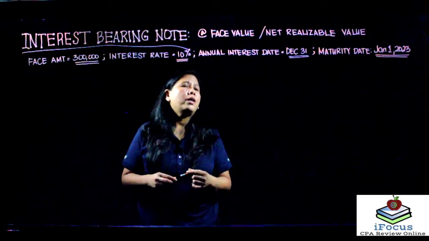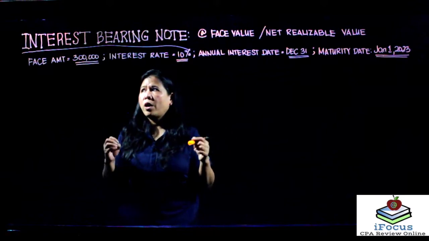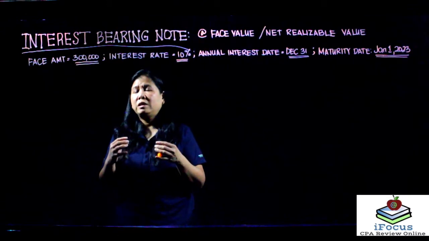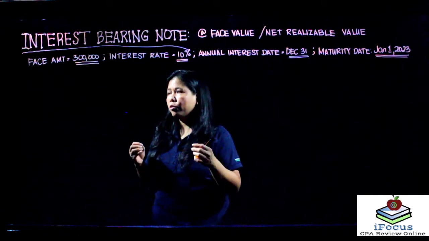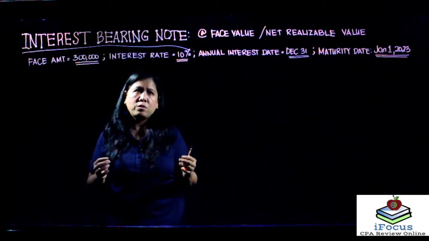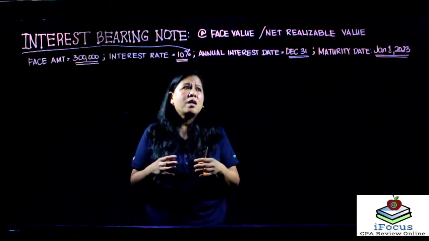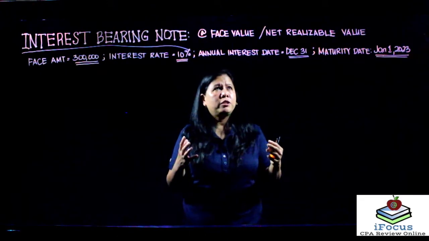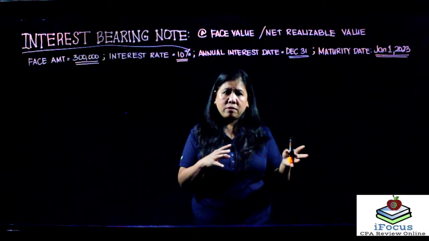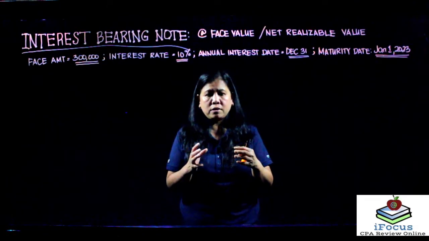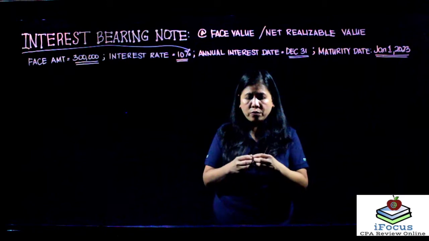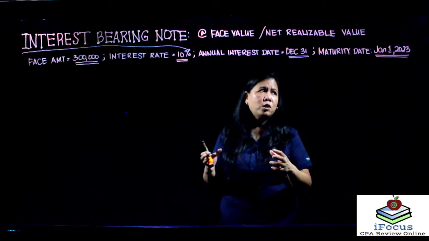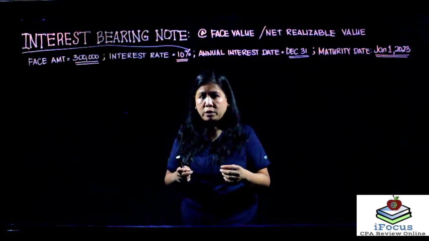All right. Now, I have an example here where the company received a promissory note, an interest-bearing note, with a face amount of 300,000 with an interest of 10%, and the interest date is December 31st annually. So meaning to say the maker will pay the company an interest every December 31st over the life of the promissory note. So the maturity date on this problem is January 1st of 2023.